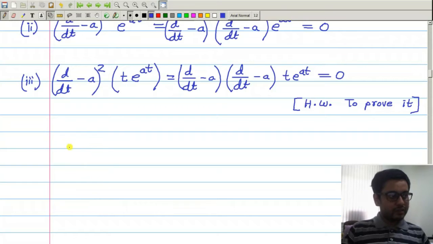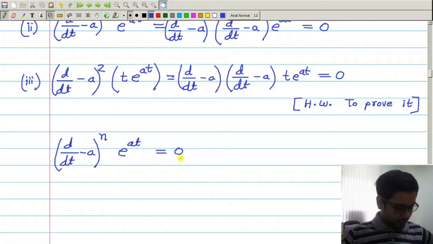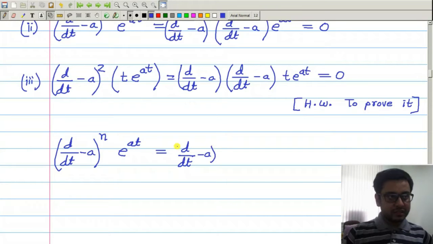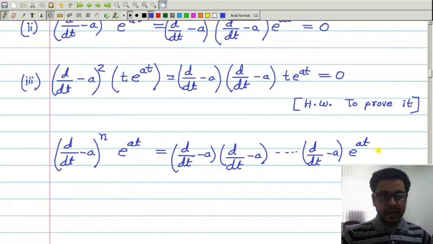And now in general, if you take d/dt minus a whole to the power n acting on e to the power at, you shall get 0. This actually means, as you know, operating the input signal n times with the same operation, n times, and you will get 0.